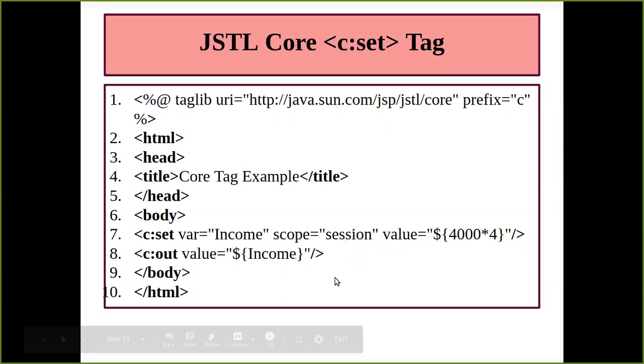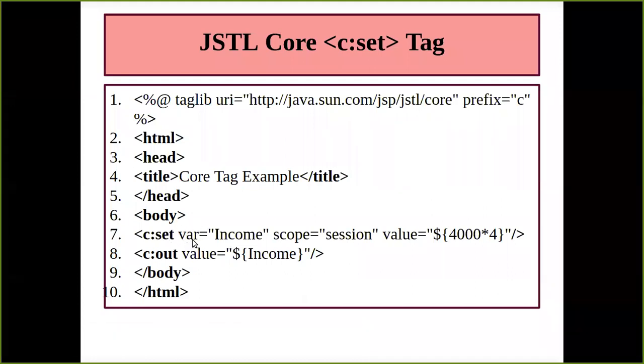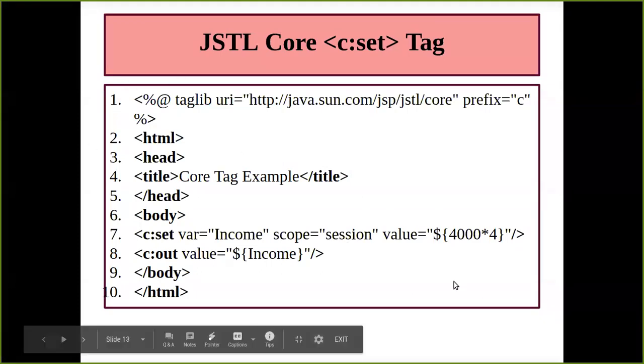Okay, so if I am not deciding any type of scope for my JSP page, by default it is going to be page scope. That means whatever variable you are defining over here, the access of this variable or this request is going to be only within this page.